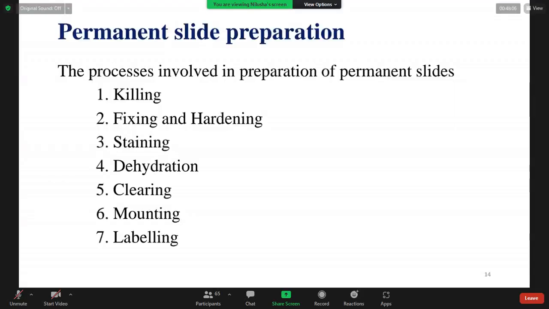In permanent slide preparation, we have to follow some steps. First, you want to kill the insect. Next step is the fixing and hardening. Third one is the staining. Fourth one, dehydration, clearing, mounting, labeling. Now we will see one by one the steps involved in permanent slide preparation.